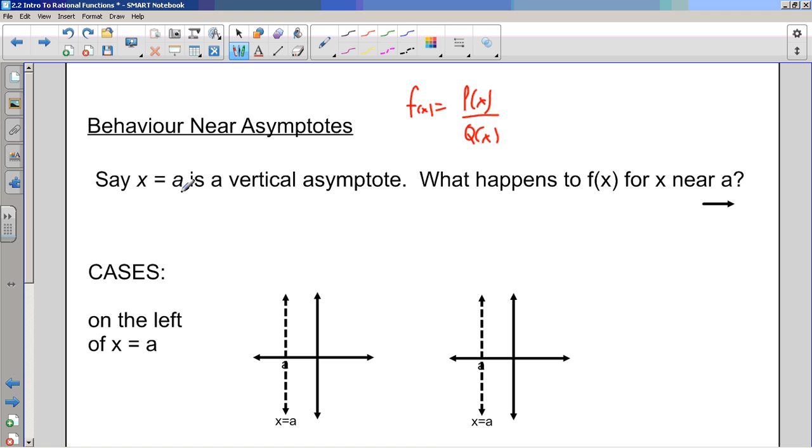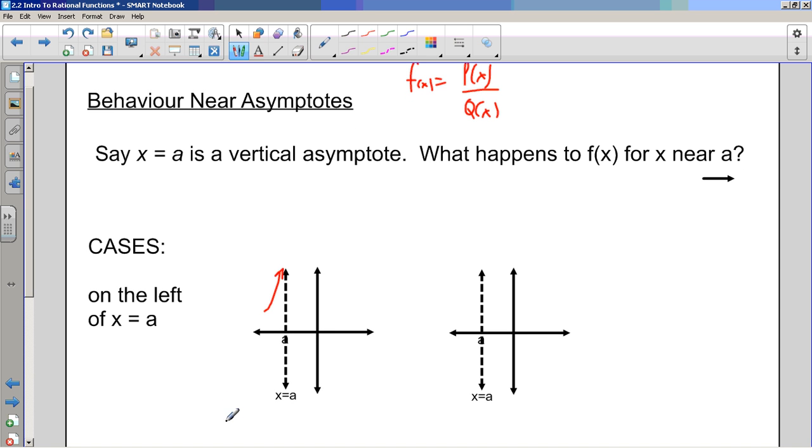So we've got x equals a as a vertical asymptote. What happens to the function f at x for x near a? Well, there basically are two cases to consider. We could think of what happens to f as we get close to the asymptote from the left and also from the right. So it could be that the function goes high like this. So x is getting close to the asymptote from the left, then f at x gets really, really big.